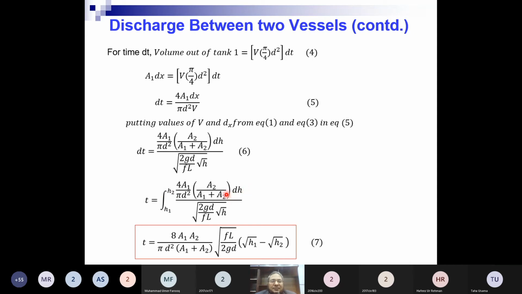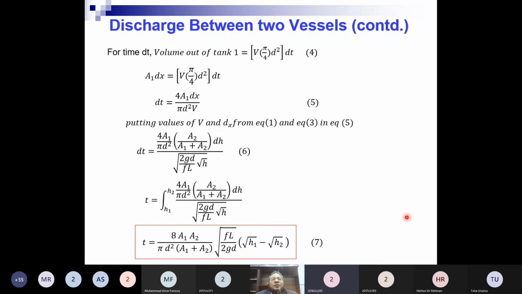And when you will integrate it, तो इसमें सिर्फ ये रूट ऑफ h है जिसकी इंटीग्रेशन होनी है ना, तो the time is equal to 8 a1 a2 over pi d square (a1 plus a2) root of fl 2g, into under root h1 minus h2. So this is the equation number 7, and this is to compute the emptying time for a reservoir when the water level reduces from the H1 head to H2 head. Is it clear, जी? समझ आ गई? Yes, sir.